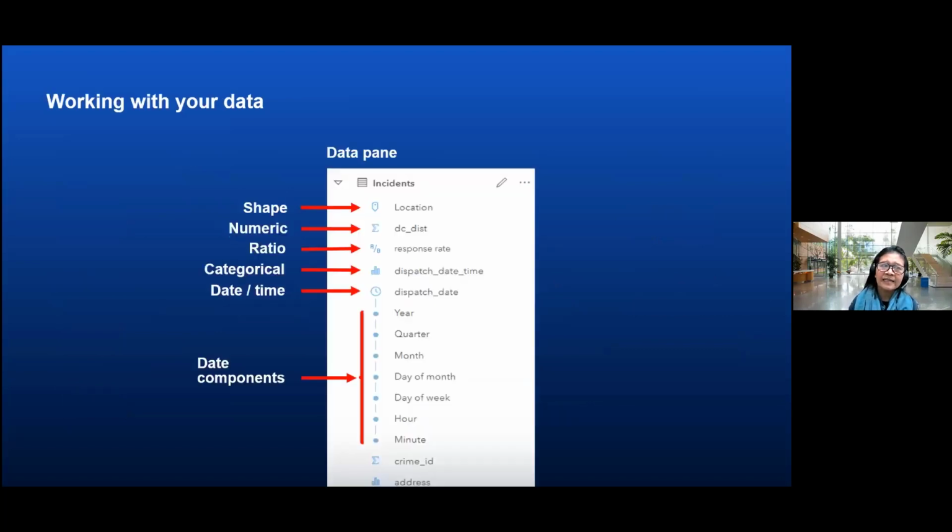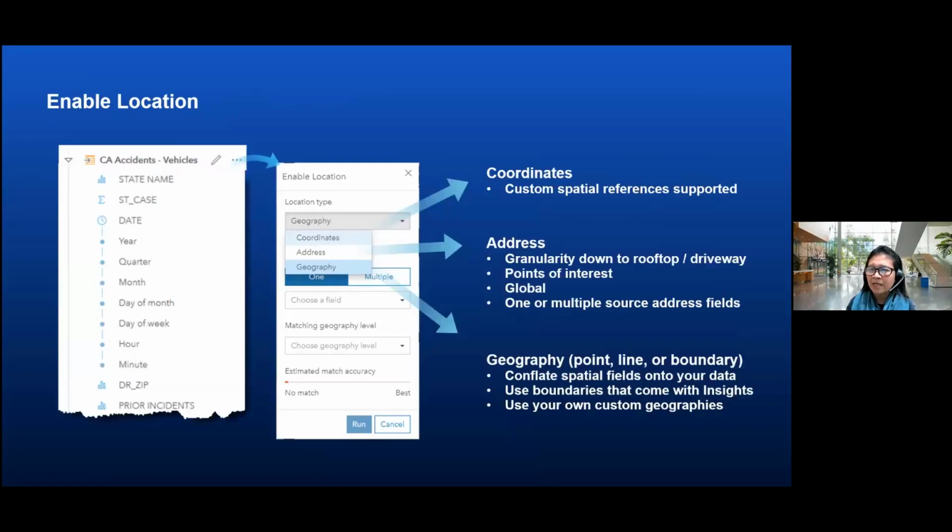Once you add your data, Insight will interpret and model it for you and give you a different icon for each different type. There is an icon for the location, an icon for the numeric field, categorical, date, and they also show the subcomponents in here, like the date subcomponents of the date. So it is quite a smart display of the data.